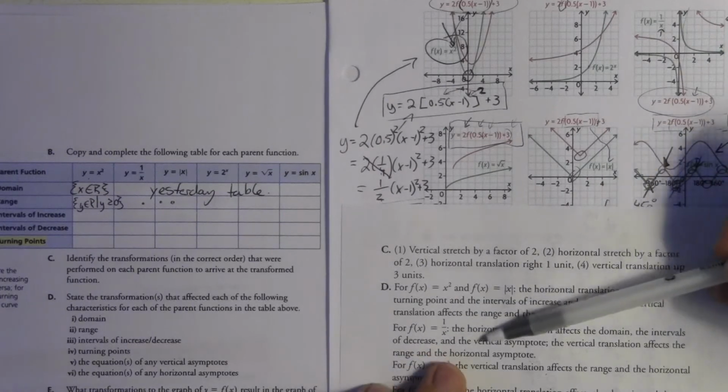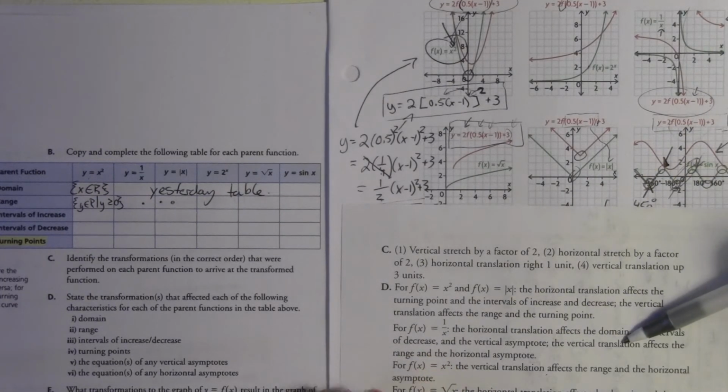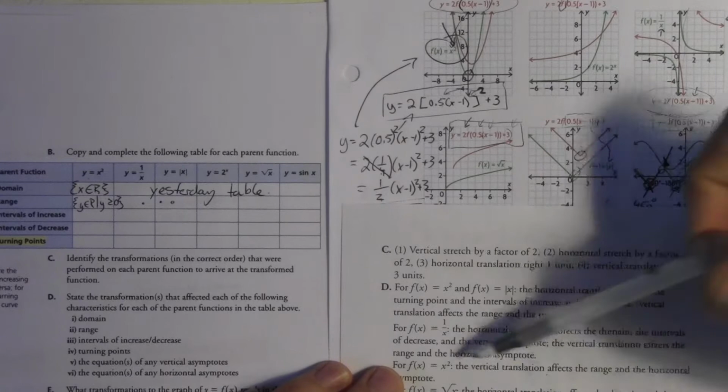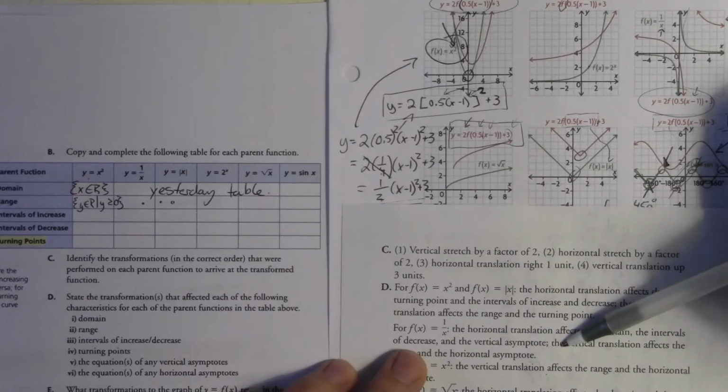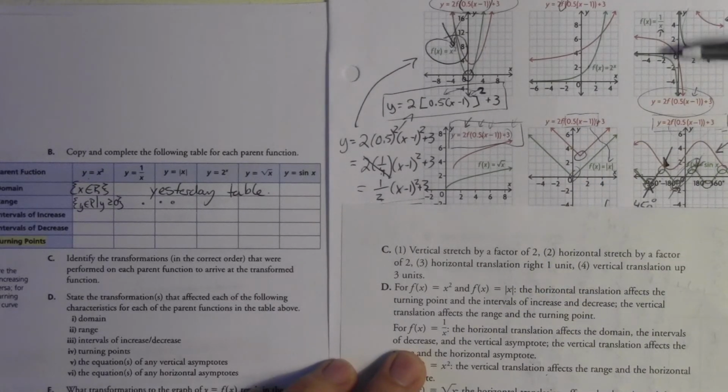For f at x, 1 over x, the horizontal translation affects the domain, the intervals of decrease, and the vertical asymptote. So this graph now, because we've moved it to the right, it's going to affect the domain. The only value that it couldn't be originally was 0. Now it's going to be 1. Right? Because it moved over 1 to the right. Okay, so that's how it affected the domain.